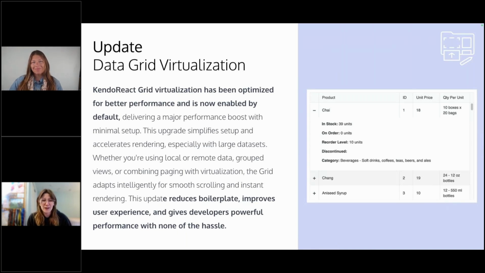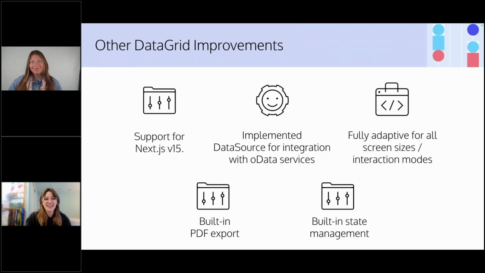I've talked for a while with all these demos, so I'm going to kind of zip through this. We also got some nice data grid improvements. So if you're in Next.js, V15 support, data source for integration with OData, fully adaptive, so the same kind of stuff that Alyssa demonstrated there with the editing pop up. We got that as well in KendoReact. Built-in PDF export, extremely nice.